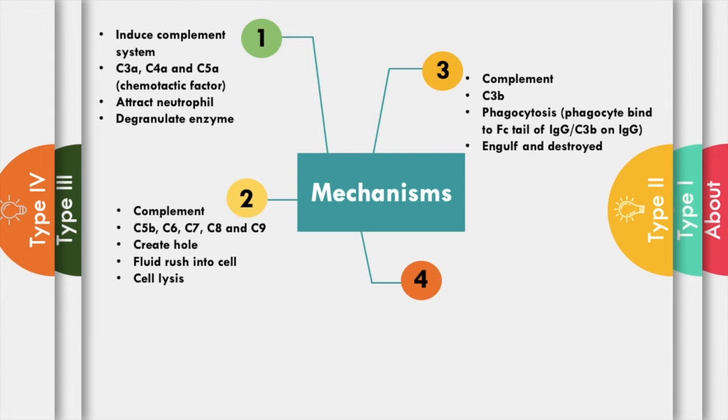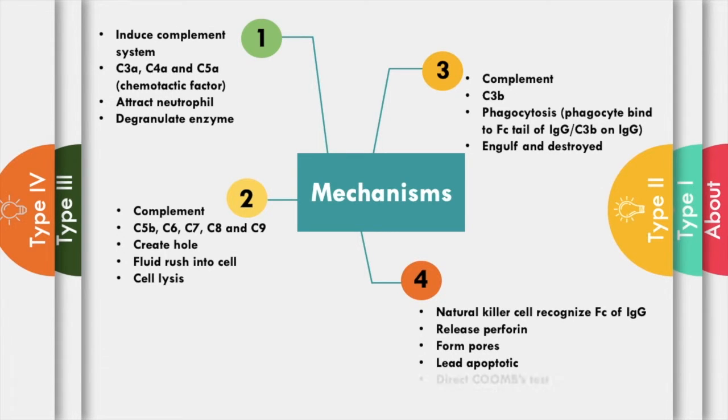Mechanism 4 is antibody-dependent cell-mediated cytotoxicity, ADCC. Natural killer cells recognize the Fc of IgG and release toxic granules known as perforins, forming pores, and granzymes, which lead to apoptosis.